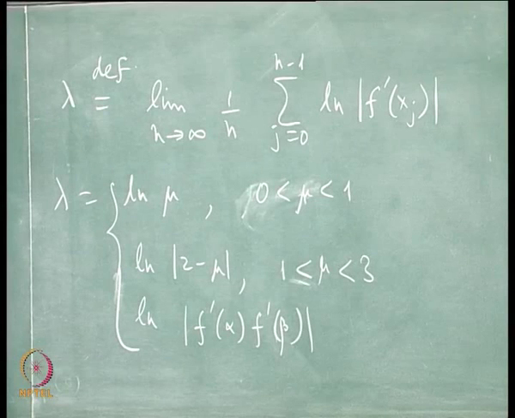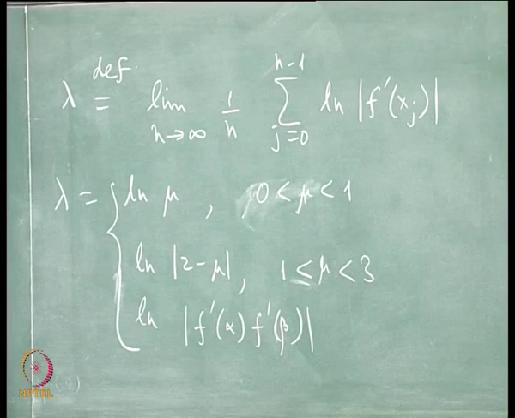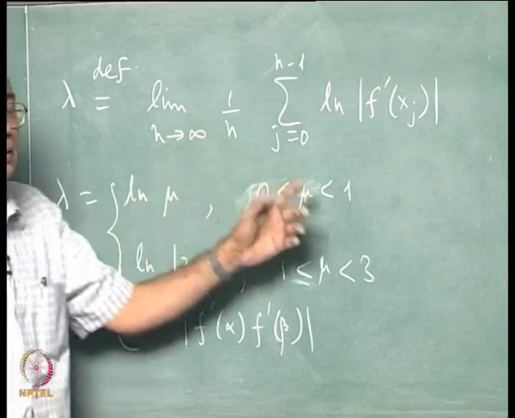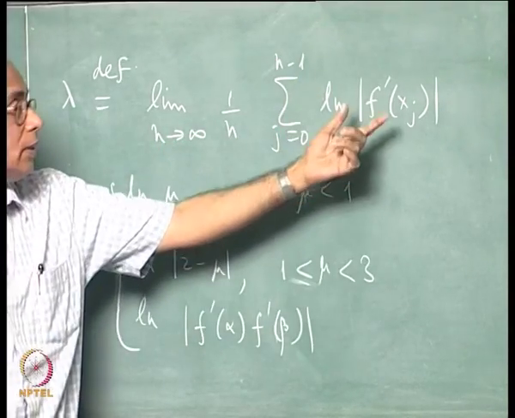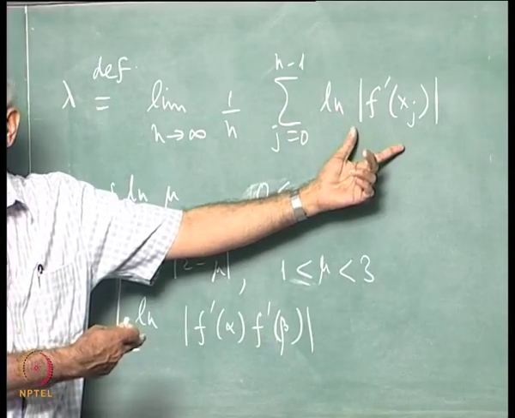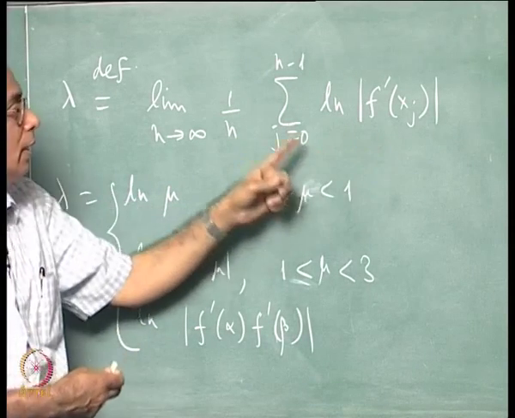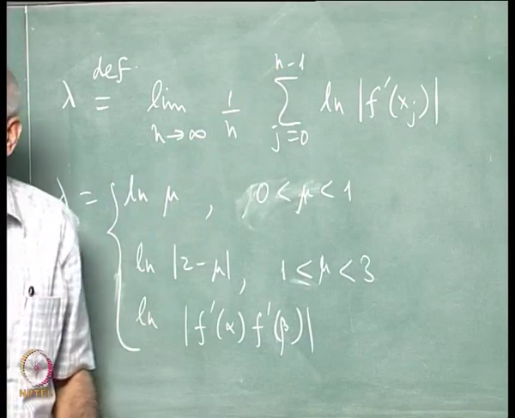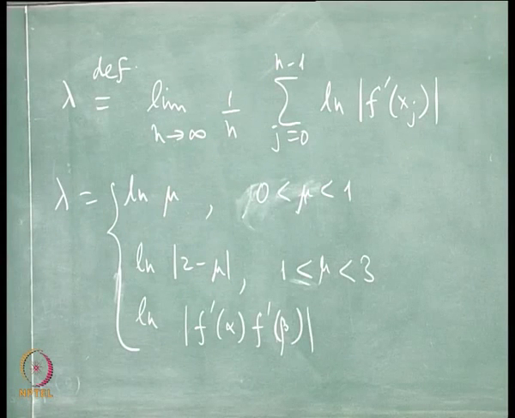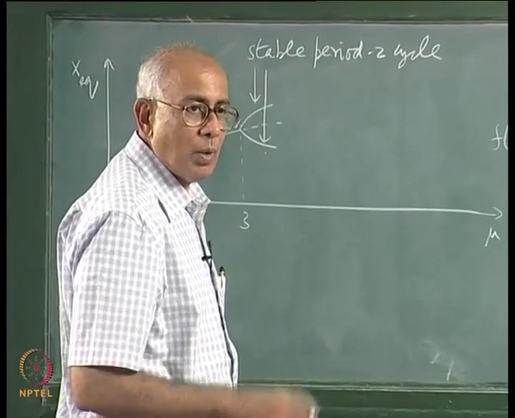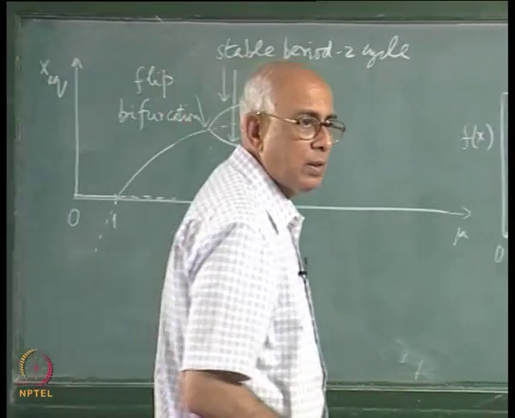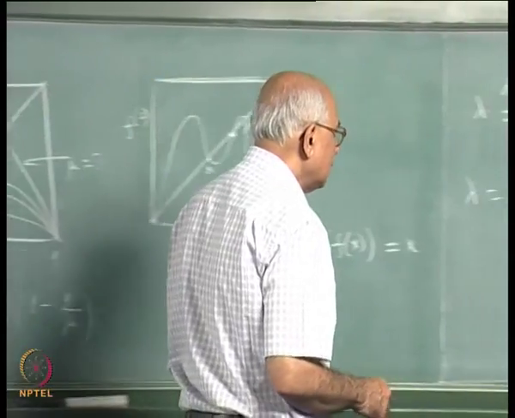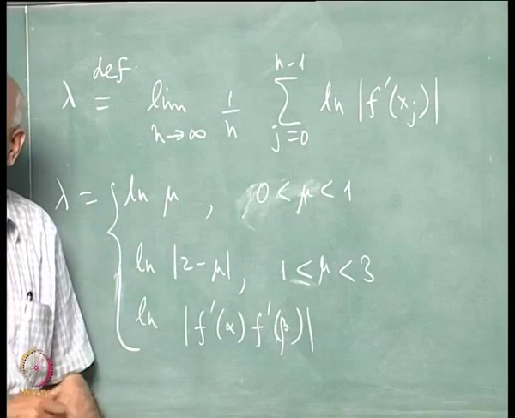right? Pardon me? It is gone because eventually, wait long enough, this thing becomes a constant at this value, it is a period 2 cycle, and then the n here divides this, and in the limit it would just be this product of logs. Now that is less than 1, so it is stable. The mod of this product is less than 1 because the period 2 cycle is stable. Once again the Lyapunov exponent drops to negative values.